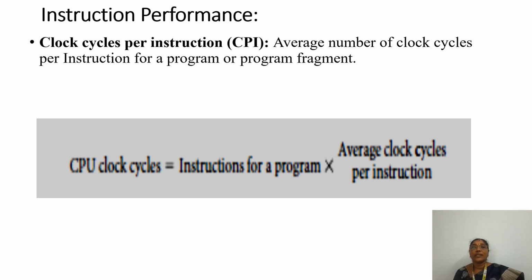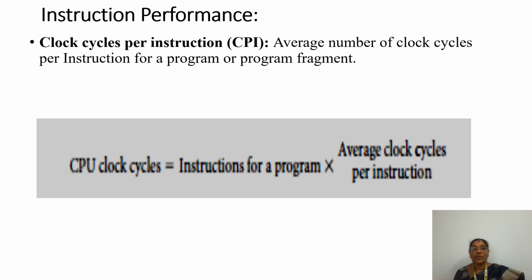Next, you can use the instruction performance. That is, by means of using the instructions, how are you going to calculate the performance? For that, we are using the factor clock cycles per instruction. That is referred to as the average number of clock cycles per instruction for a program or program fragment. The program is considered as a collection of instructions. Some programs may have 5 instructions, some programs may have 100 instructions. So depending upon the count of the instructions, the total execution time will vary. And hence, by considering the instructions, how are we going to calculate the execution time? The CPU clock cycles is equal to instruction count for a program times average clock cycles per instruction.